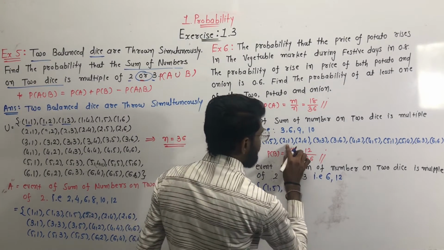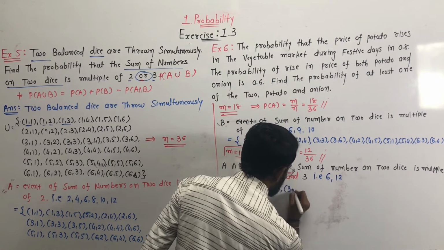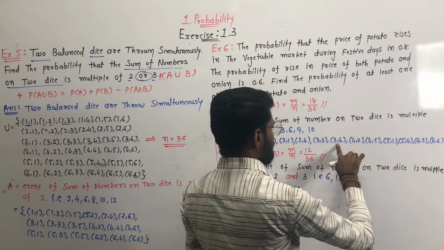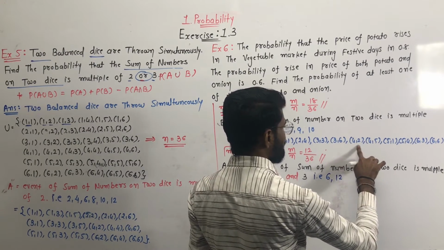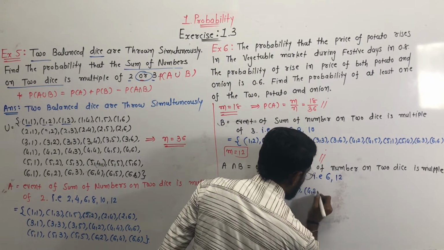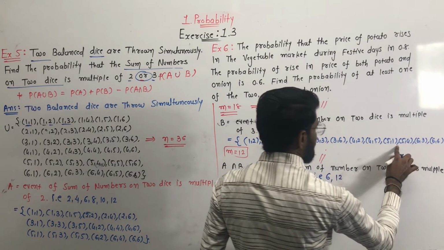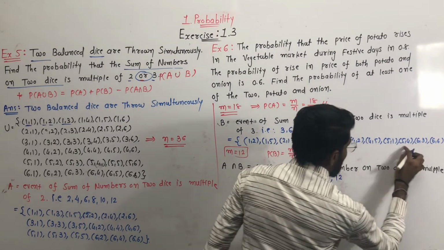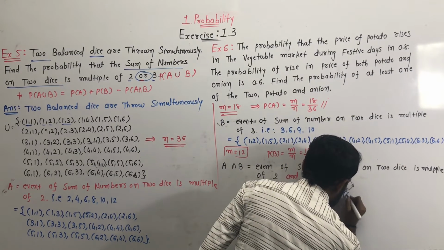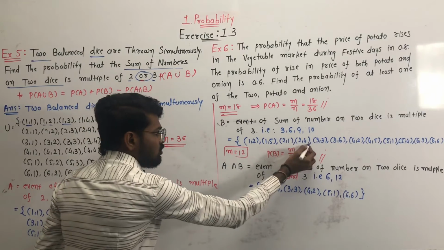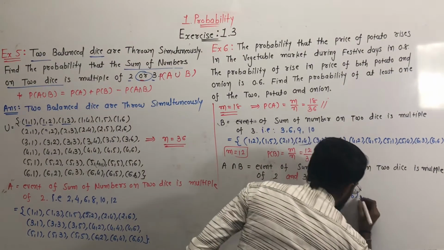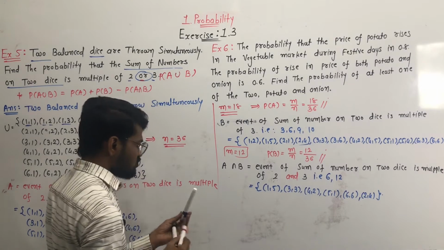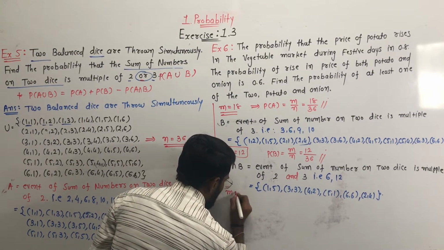So here we can see 1 + 5 = 6, then 3 + 3 = 6, 4 + 2 = 6, 5 + 1 = 6, and then the last one is 6 and 6 = 12. There is also 2 and 4, yes. So how many elements? It will be 6. So m is equal to 6.